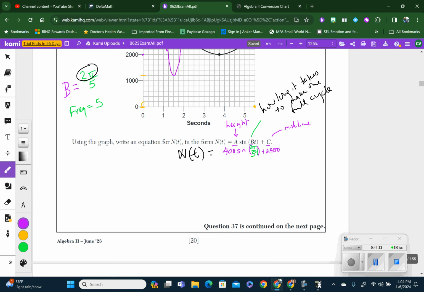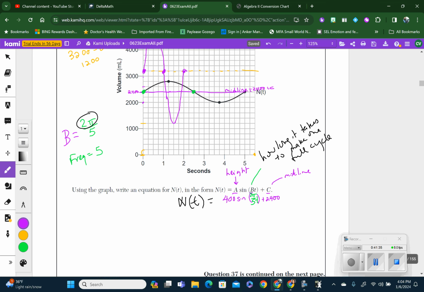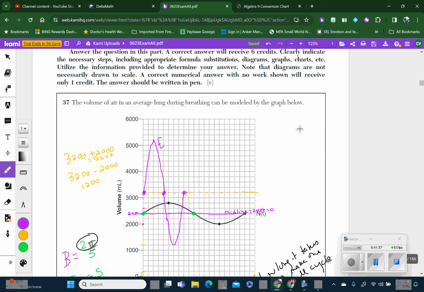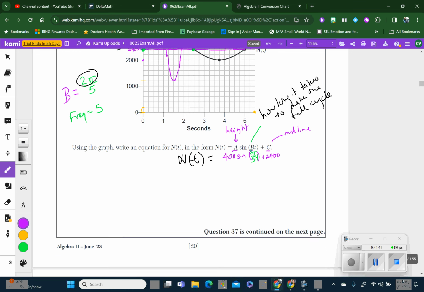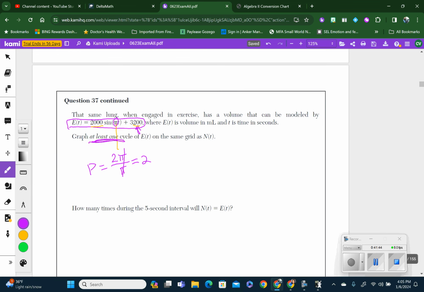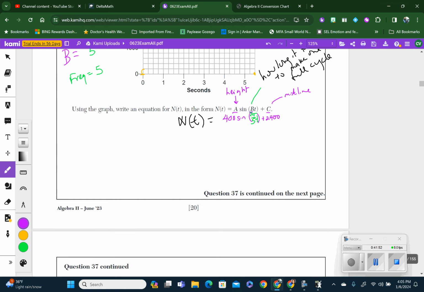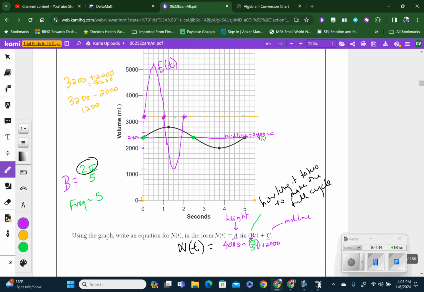Okay. So what I want to do is label this as E of t. So this function that I just drew is E of t. Okay. All right. So that's my function. I've just graphed it. And then the last question says, how many times during the 5-second interval did they intersect? Do they touch each other? Are they equal to each other? So all I'm doing here is some counting.